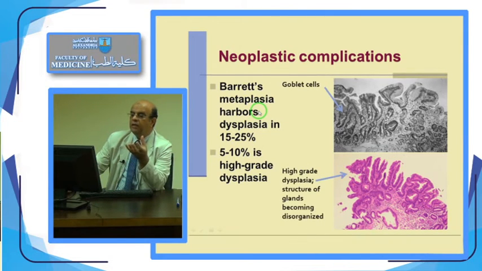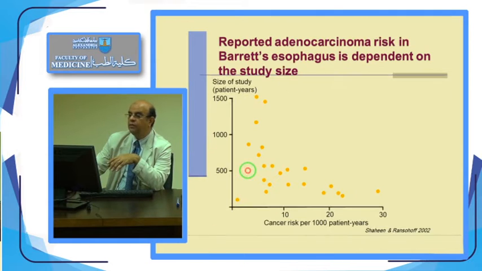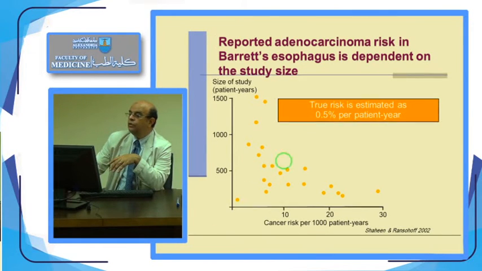The problem in Barrett metaplasia is that it may pass to a grade of dysplasia, and this occurs in 15 to 25% of the cases of Barrett. 5 to 10% of these dysplasias are high-grade dysplasia, and the next step for high-grade dysplasia is to turn into carcinoma in situ and adenocarcinoma. So the true risk of adenocarcinoma in Barrett esophagus is estimated as 0.5% per patient per year.